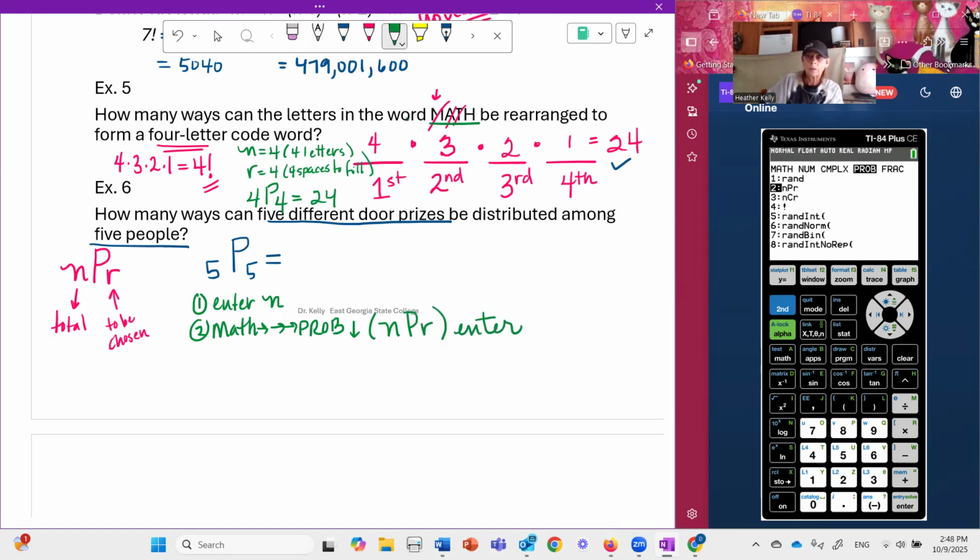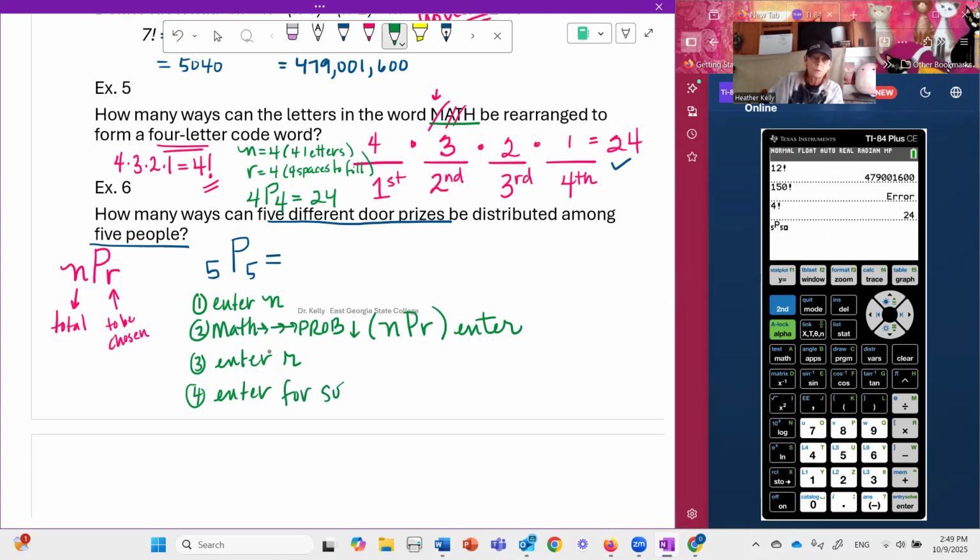Okay. So when we hit enter here, see that the 5 is on the left-hand side, and we got a P, and then this little place flashing for the second 5 to go. We're going to enter in that 5, which is R, and then hit enter for the solution. In this case, it is 120.